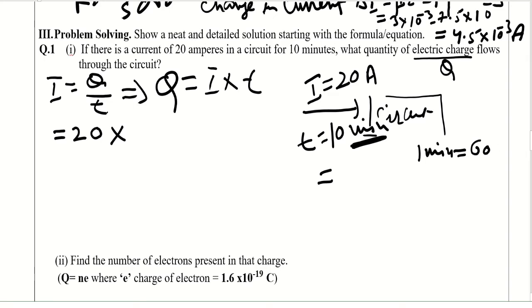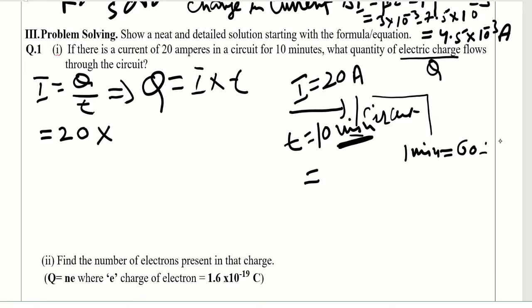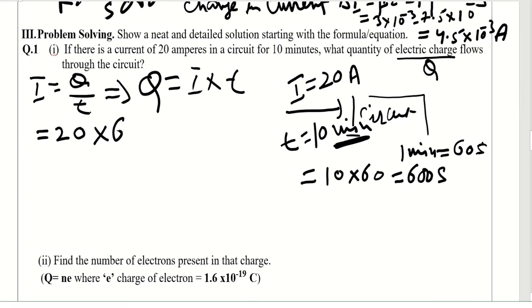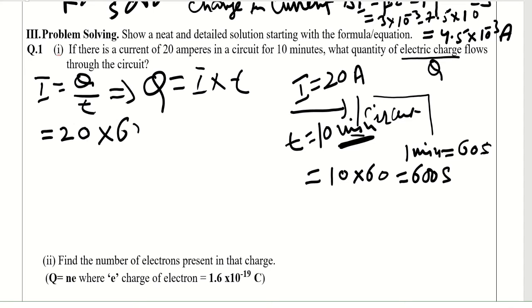There are 60 seconds in 1 minute. So this is 10 multiplied by 60, which is equal to 600 seconds. Now, 600 seconds multiplied by 20 gives 12,000 coulomb. So this is the answer.